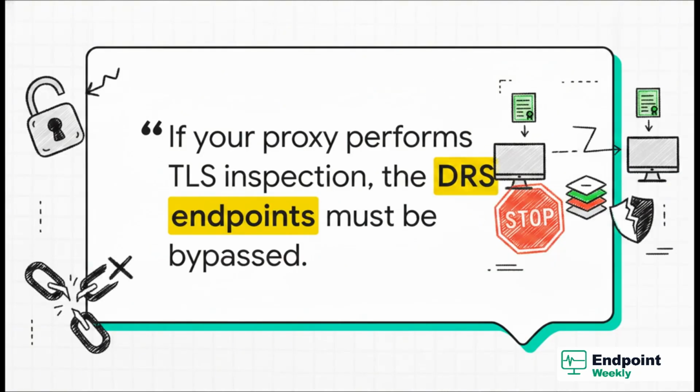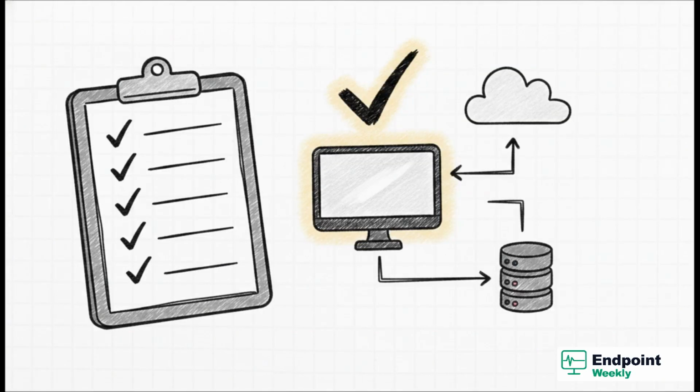I really want to emphasize this direct warning from Endpoint Weekly. If your corporate proxy performs TLS or SSL inspection, you must bypass it for these endpoints. The handshake uses mutual TLS elements. If your proxy eagerly intercepts that traffic to inspect it, it destroys the mutual trust, and the registration will immediately break.